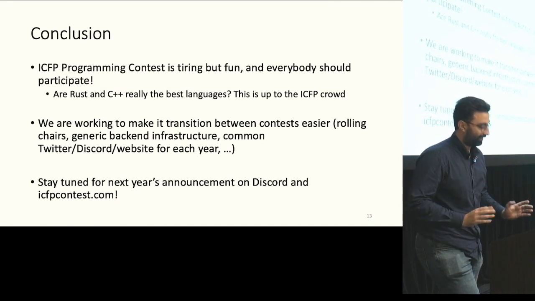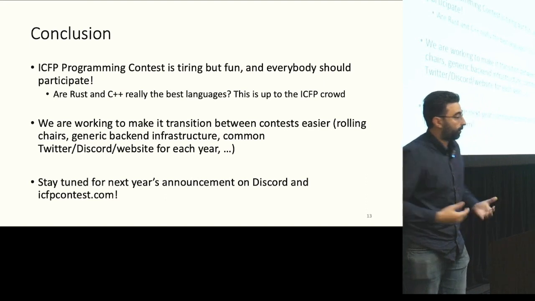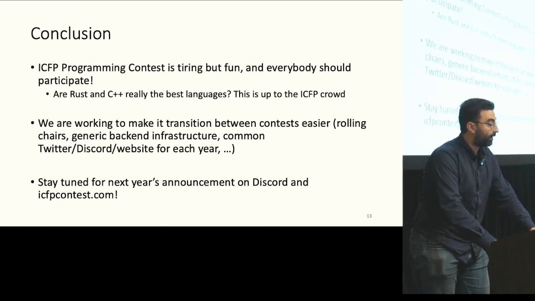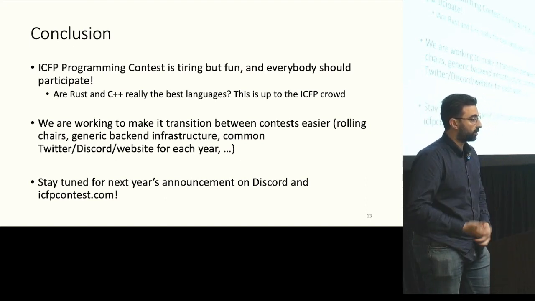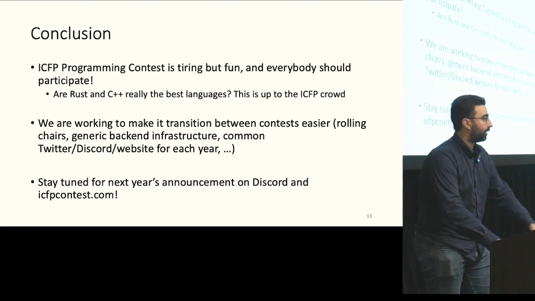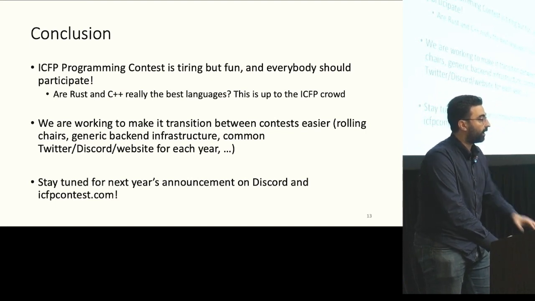That'd be helpful. Second, as part of the improvements for this year, we are also working on making it easier to organize contests in the future, and especially thanks to Alp, we now have a rolling chair system, which makes it much easier to propagate information, as well as a lot of effort in making the infrastructure and a lot of the things reusable across years.